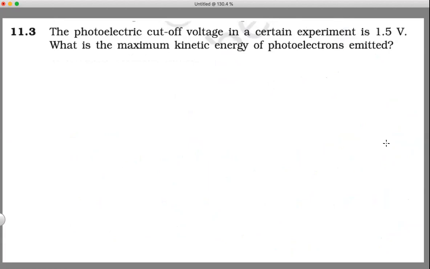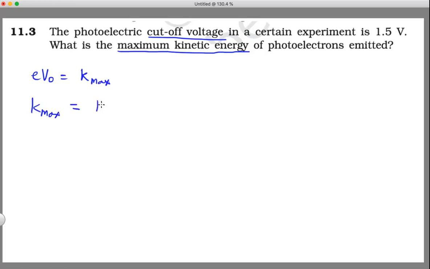The photoelectric cutoff voltage in a certain experiment is 1.5 volt. What is the maximum kinetic energy of photoelectrons emitted? Okay, which relation will we use now? We have to find the maximum kinetic energy when the cutoff voltage is given. So the relationship between the two is EV naught is equal to K max, right?